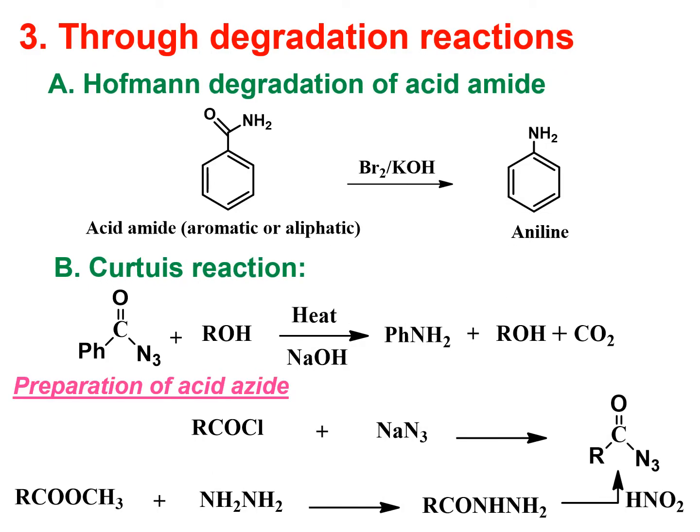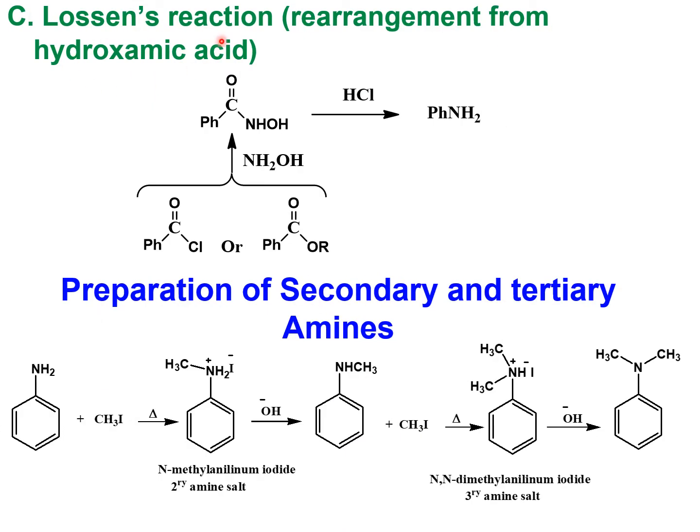Finally, we had the degradation reactions where we can use either Hoffman if we have an acid amide, or Curtius if we have an acid azide, and finally Lossen if we have a hydroxamic acid. As we mentioned, in case of secondary and tertiary amines, you can just use the alkyl halides with the amines. However, it's preferable to use an aromatic amine to decrease the activation of the side chain to the nitrogen, and accordingly you can stop at the secondary or the tertiary amines.